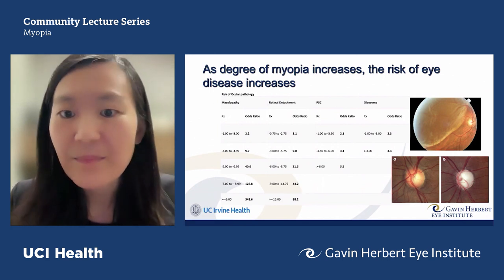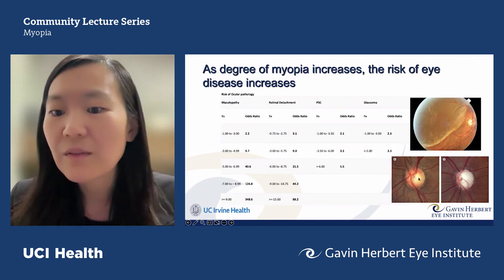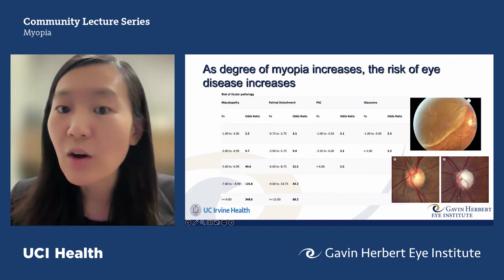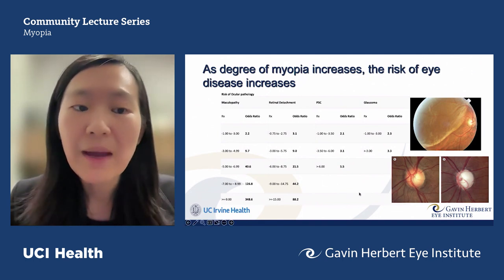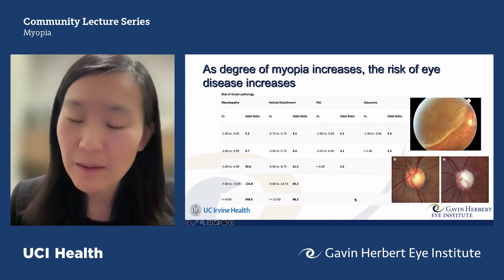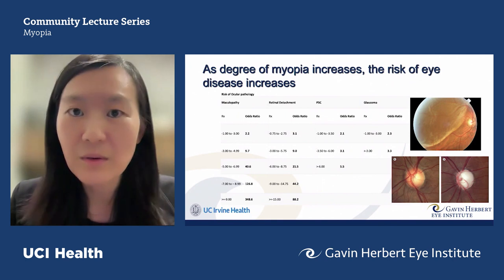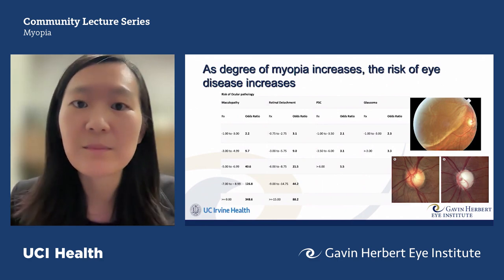so significantly higher risk of retinal detachment. Similarly, I'm showing you a picture on the lower right of a normal optic nerve and glaucoma on the right. You also have an increased risk of glaucoma if you're highly myopic. Again, maculopathy was the picture that we saw prior, where the retina is thinned out because the eyeball has grown so long. All of these risks of eye diseases increase with the degree of myopia.